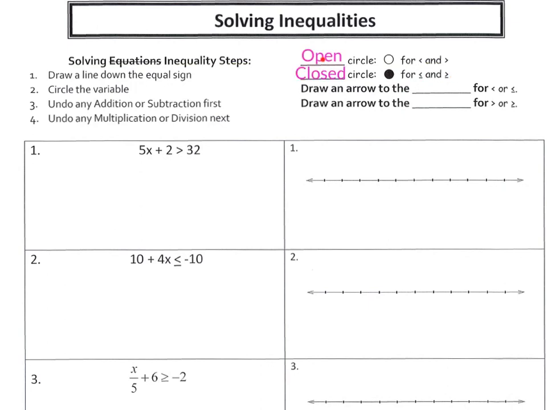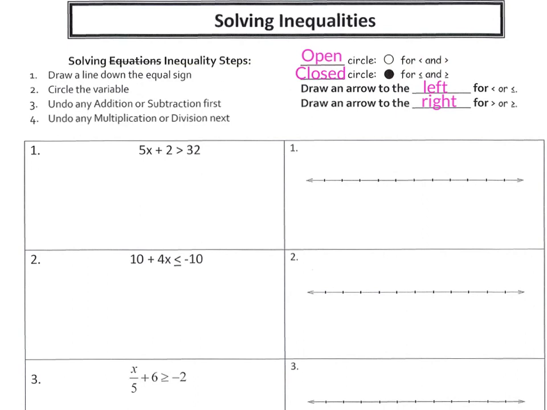So on the line, I need you to write open for less than or greater than, and that's when we have the open circle. Closed circle, filling in the circle, for less than or equal to and greater than or equal to. Then we have to worry about which way we shade. So we draw an arrow to the left for less than or equal to. Now, it's important to remember that the x has to be first for that to be true. So if x is first, x is less than, so those numbers are to the left on a number line. And then if x is greater than, or x is greater than or equal to, we draw an arrow to the right.